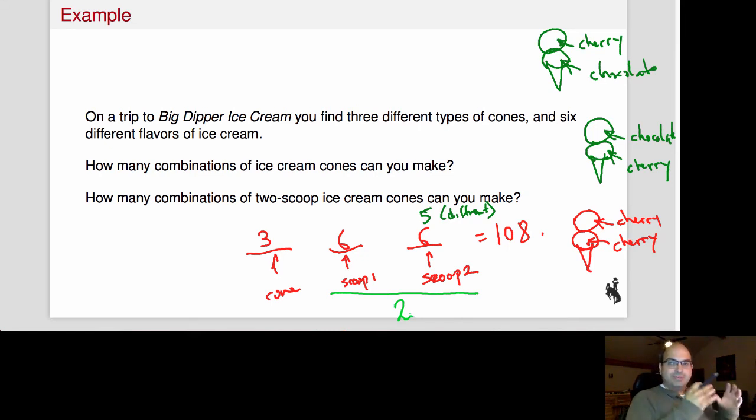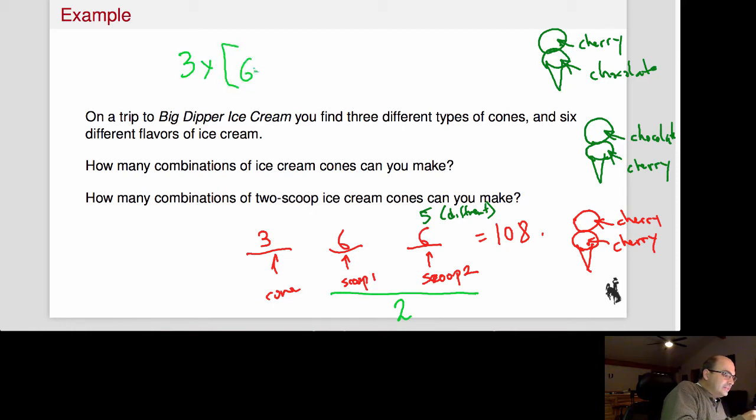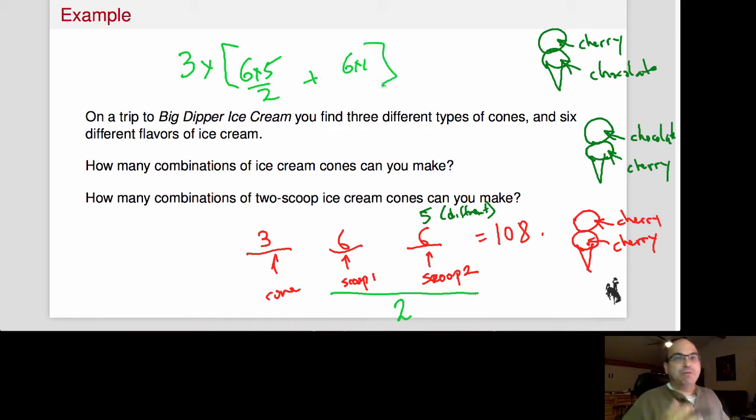So I would take the 6 and 5 divided by 2 plus, because these are disjoint, plus the 6, right? So I would end up with something that looks like this: 3 times 6 times 5 divided by 2 plus 6 times 1. And that would be the answer for 2 scoops that have to either be different or the same flavor. We're not going to specify, but if they're different flavors, then it doesn't matter which one's on top. Okay, so that's how I would count that.